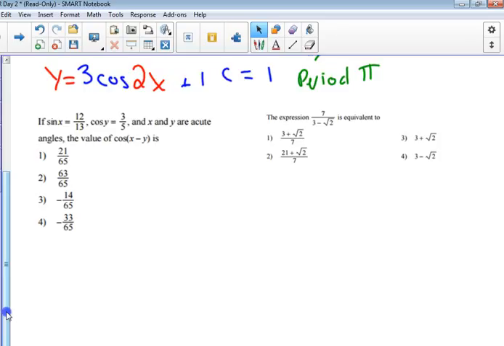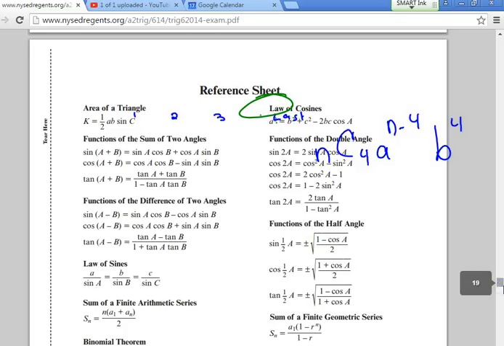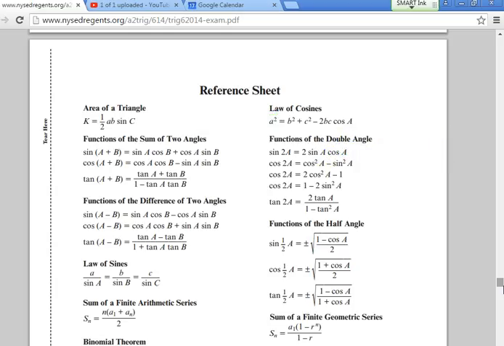All right, I love what Ashlyn was saying. Anytime we see the sine, cosine, or tangent of two angles being added or subtracted, where do we need to look? The reference table. So we want the cosine of x minus y. The first thing I need to do is go to my reference table and find the cos x minus y, or A minus B, formula. Okay, so cos A minus B, here we go, this one right there.